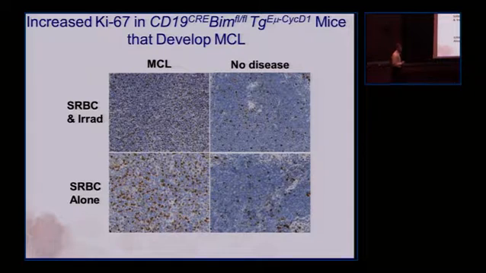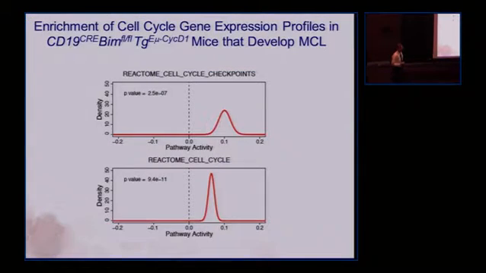And this was also confirmed genetically by using microarray, where we took all of the mice that developed the disease and compared to the mice that didn't develop the disease, regardless of what treatment regimen they got, and found an enrichment, using quantitative SAGE in collaboration with Steve Kleinstein's group, for numerous cell cycle profiles, including the Reactome cell cycle and Reactome cell cycle checkpoints shown here.